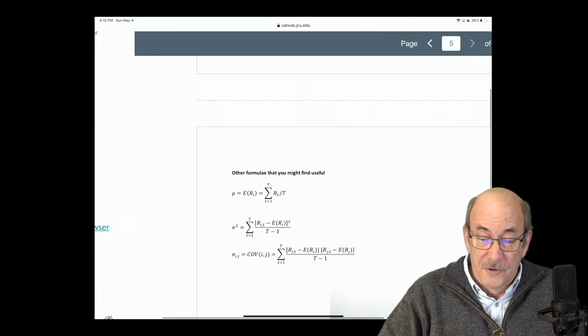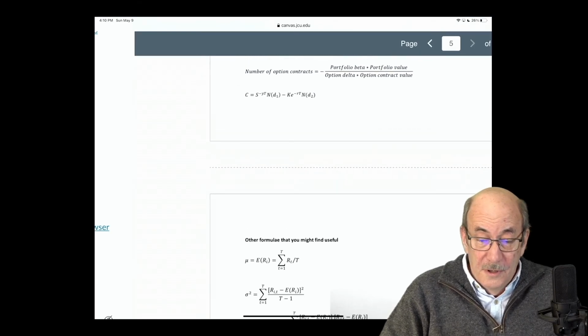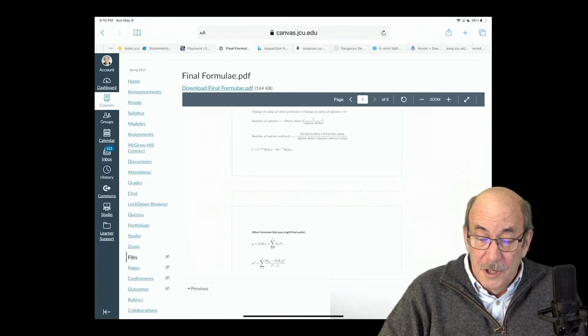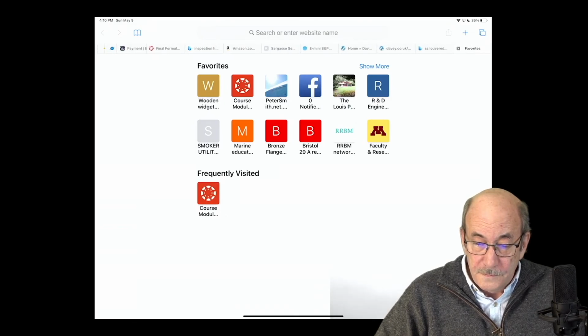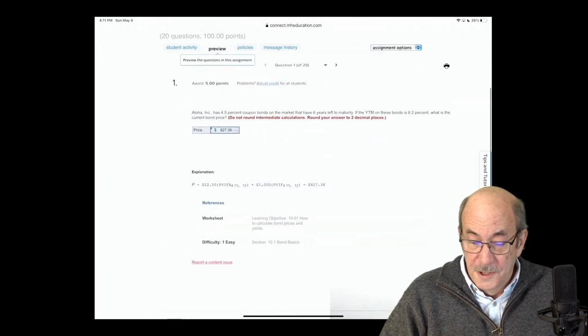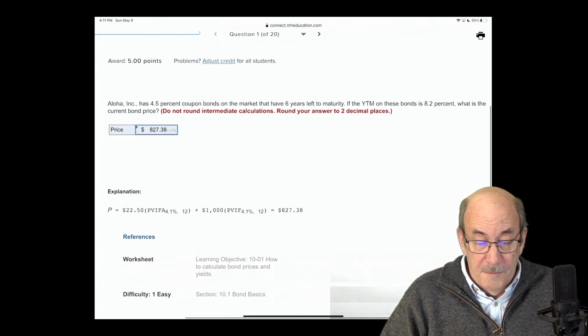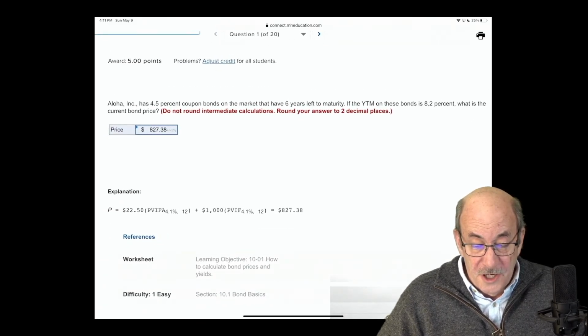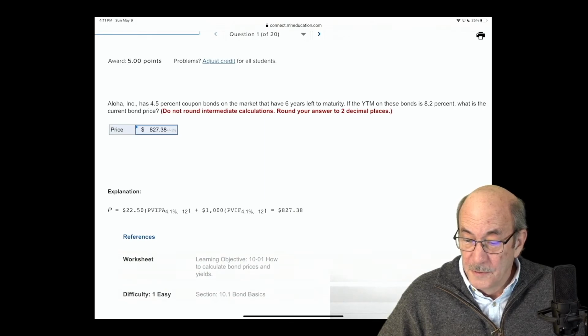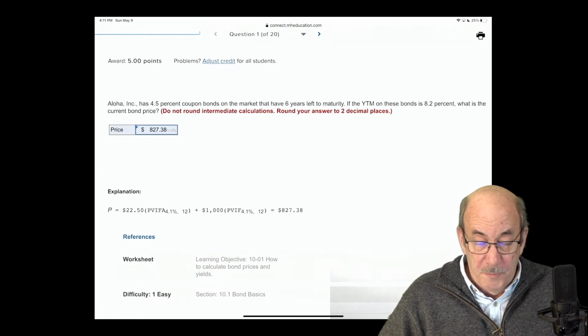Oh, they were in Safari, so. Let's see. Oh, here we go. Okay, does this look familiar? Can you see that? Aloha Inc. has a 4.5% coupon bond on the market that has 6 years left to maturity. If the yield to maturity on these bonds is 8.2%, what is the current bond price? Is that one of them? Yeah, it looks like the one I had.